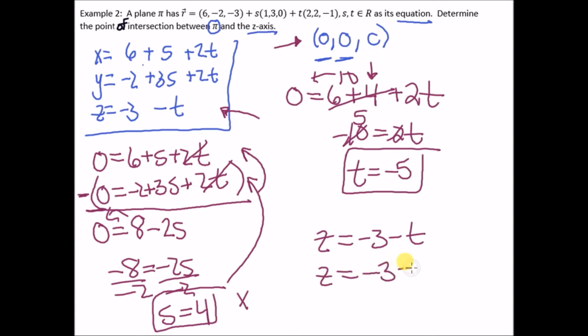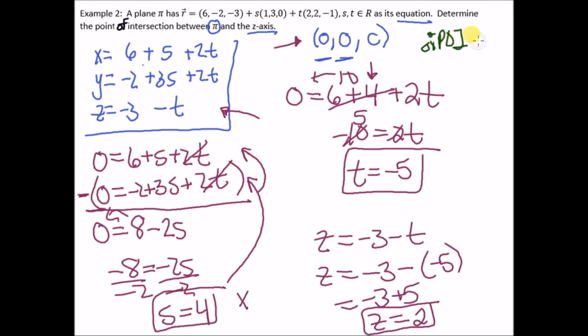z equals negative 3 minus, and then that's a double negative, okay? So it's like negative 3 plus 5. I get z equals 2. Okay, so the point of intersection, I'm going to do this in another color. Therefore, the point of intersection between pi and the z-axis is 0, 0, 2.